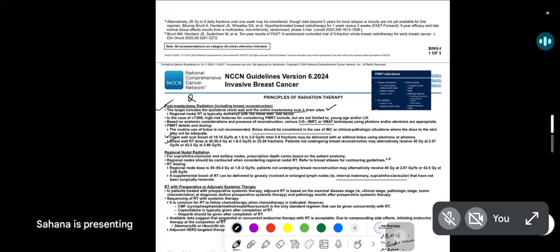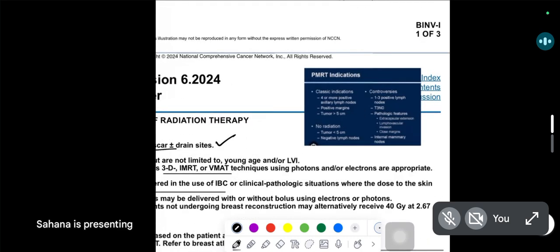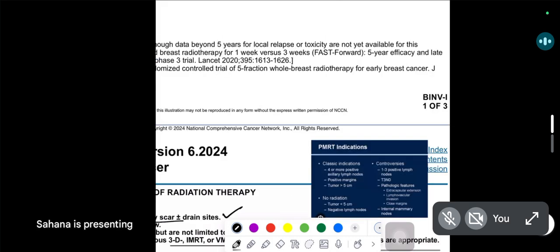Then whether to include regional node irradiation or not, there are specific indications for that. So what are the indications for post mastectomy radiation? The classical indications are when there is pathological N2, that is more than or equal to 4 nodes, positive margins, tumor more than 5 centimeter. So there are three things: T size more than 5 centimeter, more than or equal to 4 positive nodes, and positive margins. In 1 to 3 positive nodes, in T3 disease, ENE, lymphovascular invasion, close margins, there is controversy. Here, NCCN says you can consider, but it is not a mandatory thing to do.